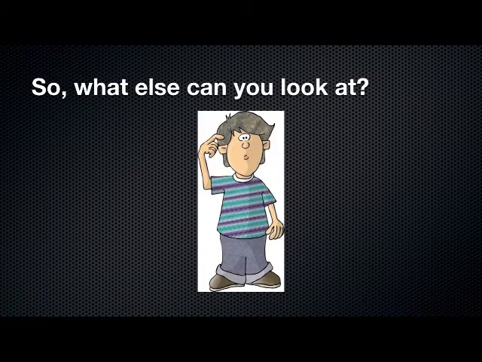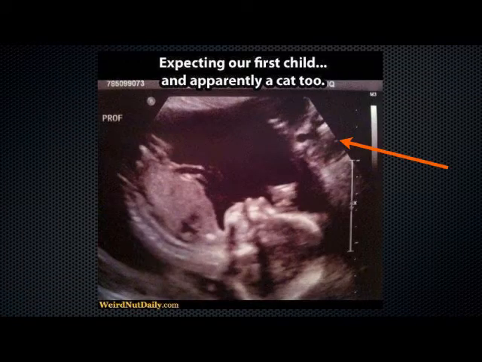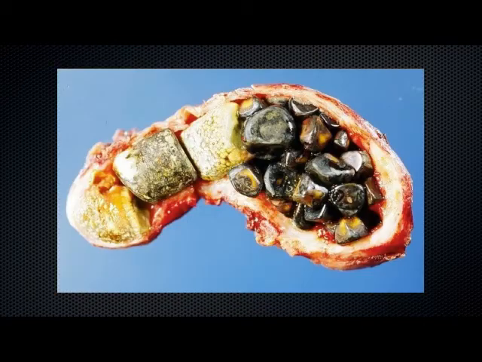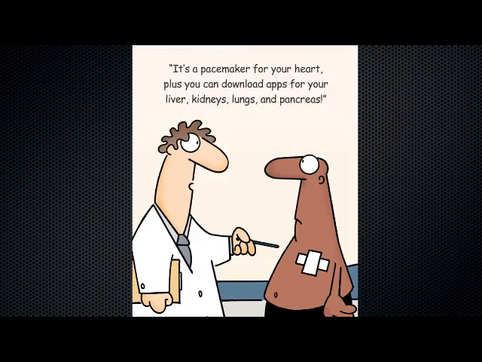You guys may be wondering what else you can look at. You may have some ideas. There's, of course, pregnancy. You can look at babies. And then you can also look at the heart. This is an example of a very yucky gallbladder that actually got taken out. And this is just a little something funny for you to think about.